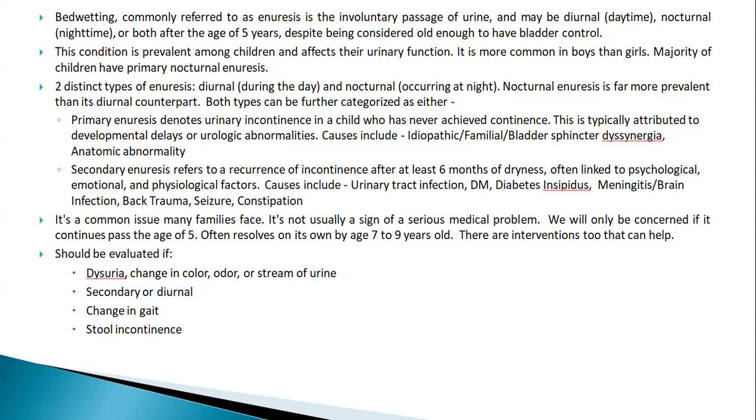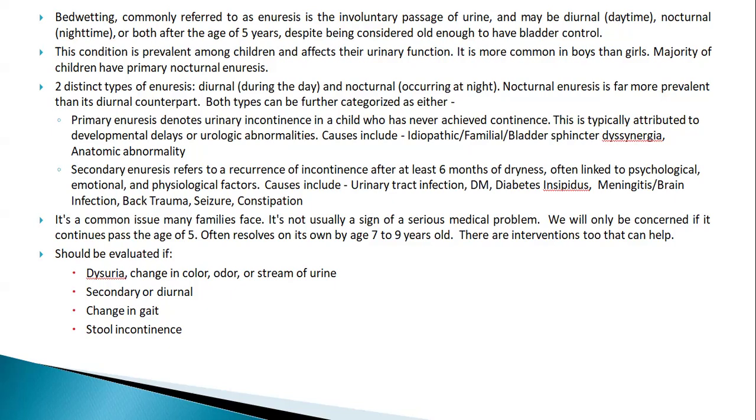primary and secondary. In primary enuresis, the child has never achieved continence. The child has never achieved dryness. And it is typically attributed to maybe developmental delays or neurologic abnormalities in the child. Or we may not even know the cause, which is idiopathic.